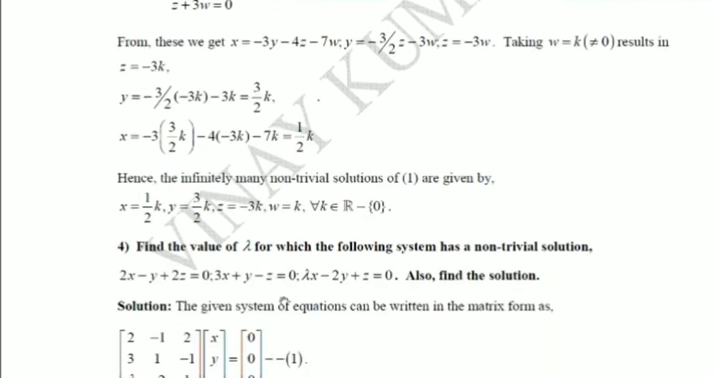Now let us go for the next one. Find the value of lambda for which the following system has a non-trivial solution. So already they have given that this system has a non-trivial solution.